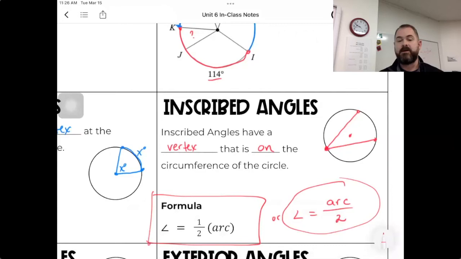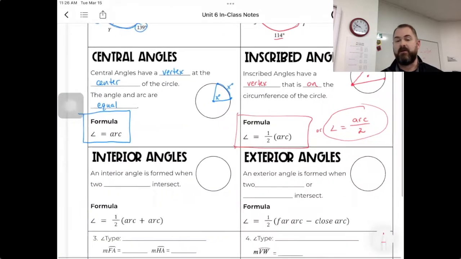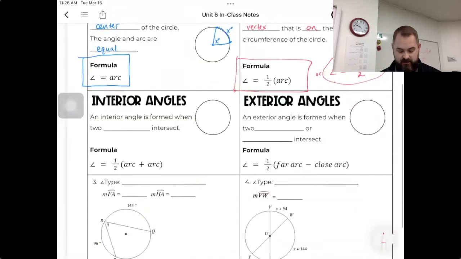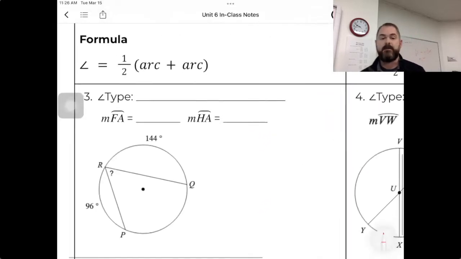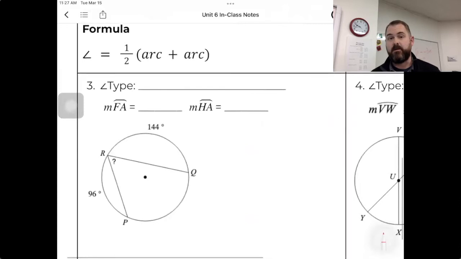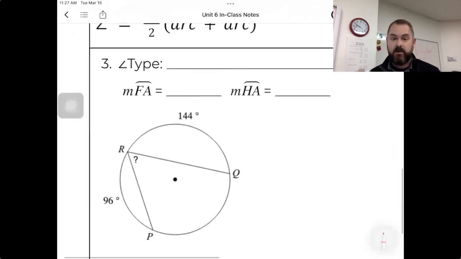And so before we talk about interior and exterior angles, we're going to come down here and do a couple examples of central or inscribed angles. As you work through these problems, the first thing you want to do is identify what type of angle it is. So for these first examples, 3 and 4, the angle types have to either be central or inscribed, because those are the only two I've taught you so far. Again, this all depends on where the vertex of the angle is. The type of angle depends on where the vertex is.